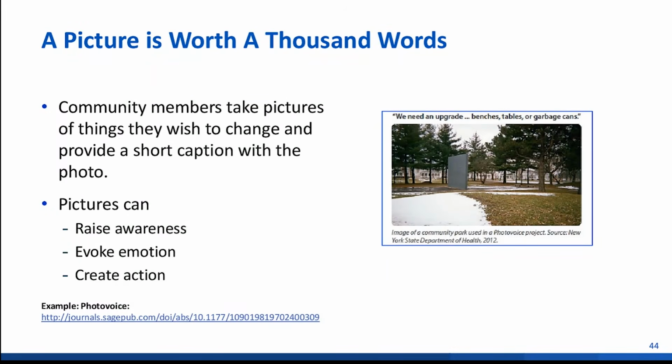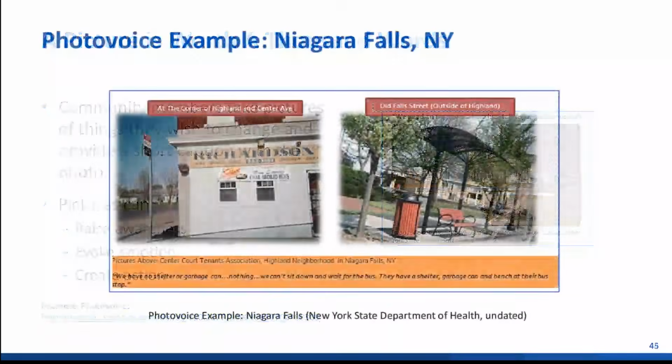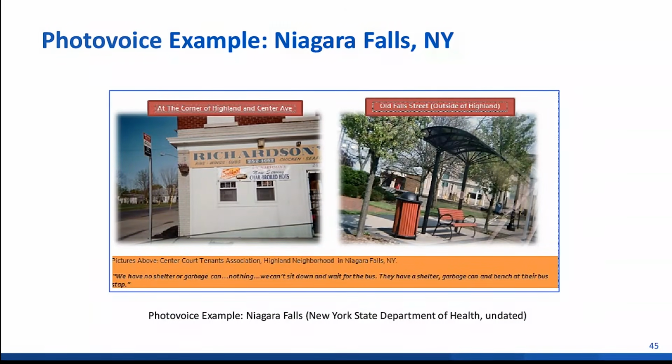https://journals.sage.pub.com/DOI//10.1070/1090197024003009. This is another example of a photo voice. In this example, community members compared their bus stop to one in another neighborhood. The caption says, "We have no shelter or garbage can. Nothing. We can't sit down and wait for the bus. They have a shelter, garbage can, and bench at their bus stop."